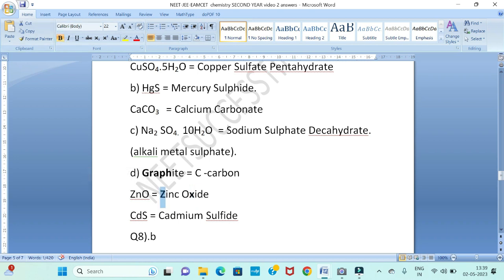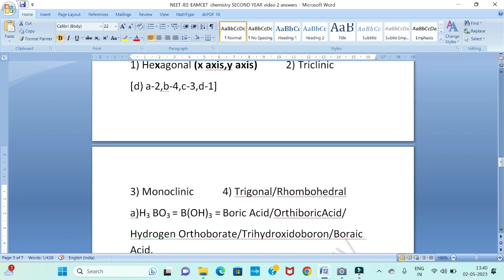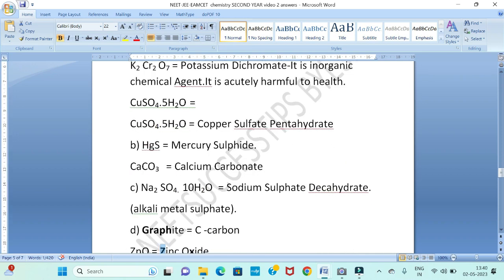Cadmium sulfide. So cadmium sulfide is also hexagonal.